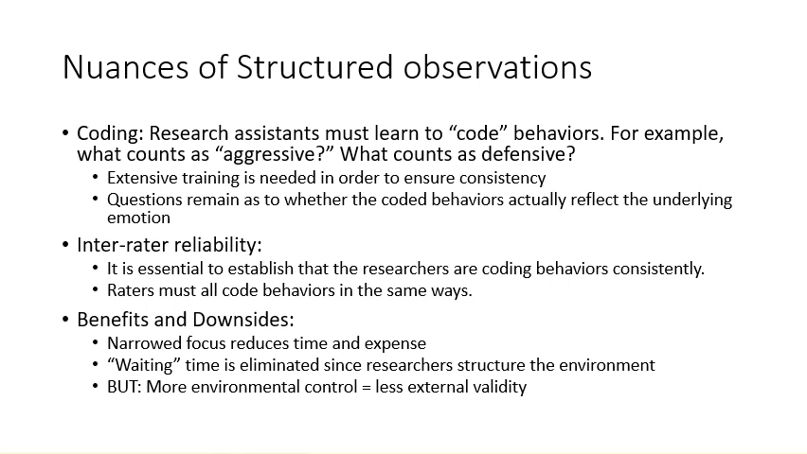We need to establish inter-rater reliability, making sure that researchers are coding behaviors consistently. Everyone must code the behaviors in the same way. And then the benefits and downside: there's a narrowed focus which reduces time and expense. Wait time is eliminated since researchers structure the environment, so we don't have to just sit in the hallway and wait for someone to bump into somebody because we controlled the environment. But of course, the more we control it, the less external validity we have.